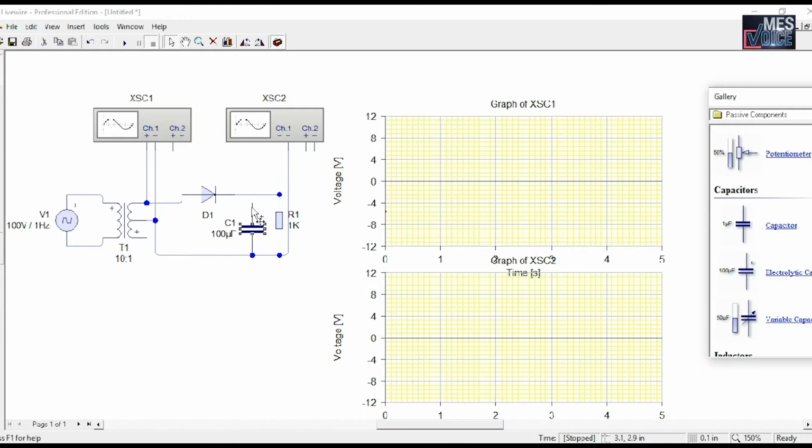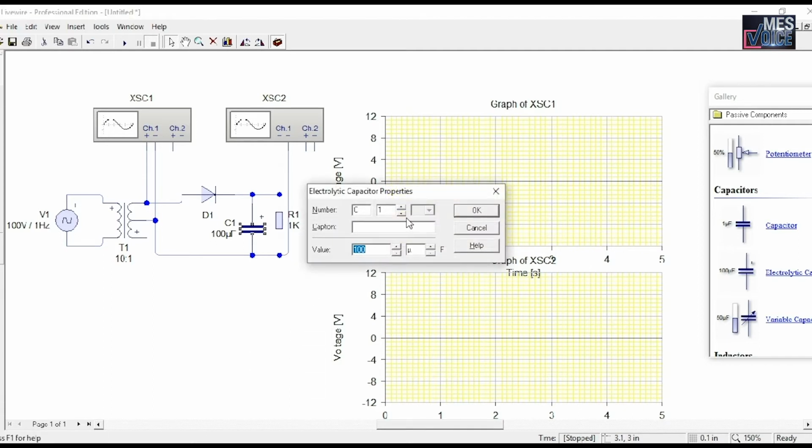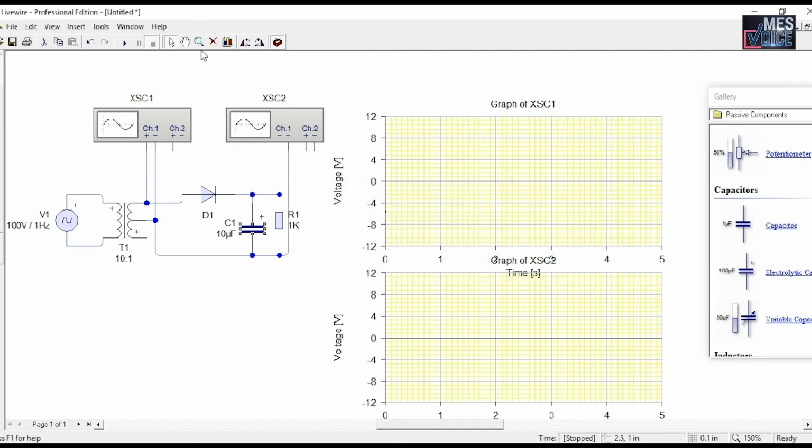We added a capacitor and made the capacitor value 10 microfarad. And let's see the output waveform of this circuit. There is no significant change in the output waveform from the half-wave rectifier waveform.